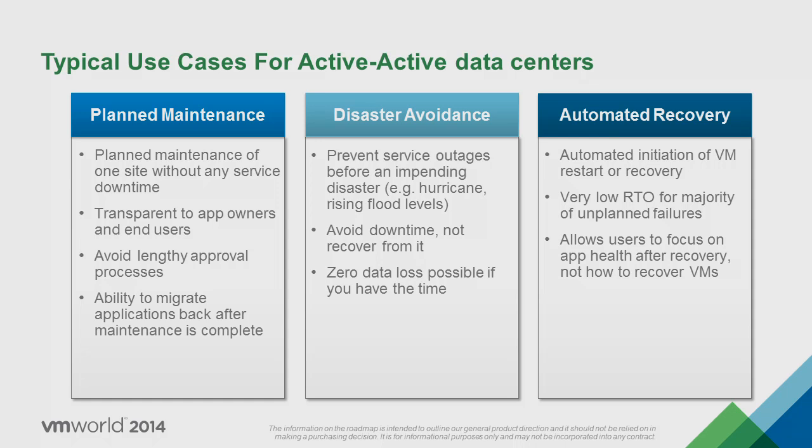So for those unplanned failure scenarios, whether it's localized failures or site-wide failures, the primary goal is to have very low RTO recovery, right? And technologies like VMware HA have had these capabilities to automatically restart the VMs under failure scenarios, right? So that automated recovery to be able to deal with unplanned failures is really important in these active-active data centers.